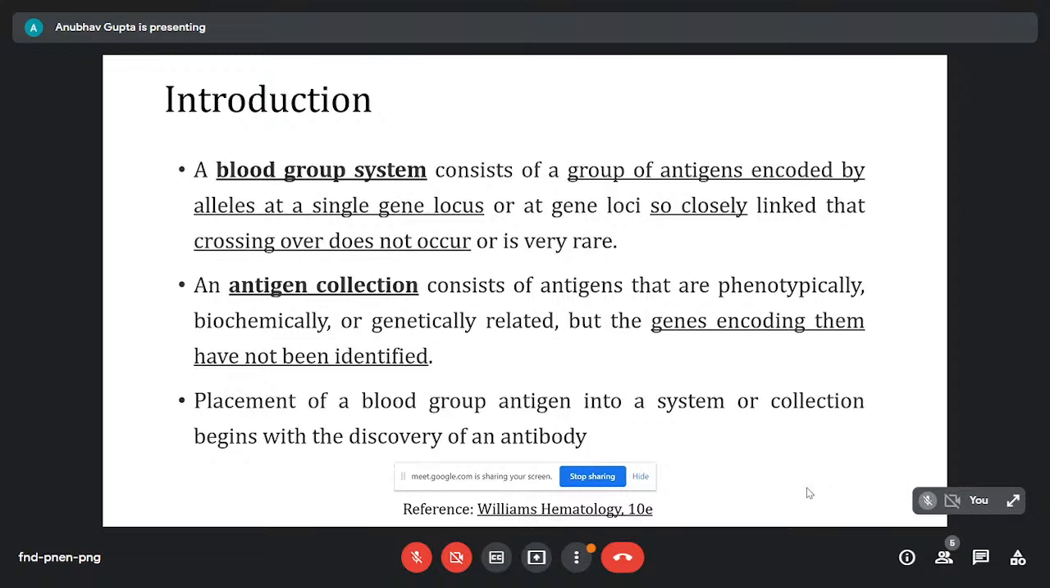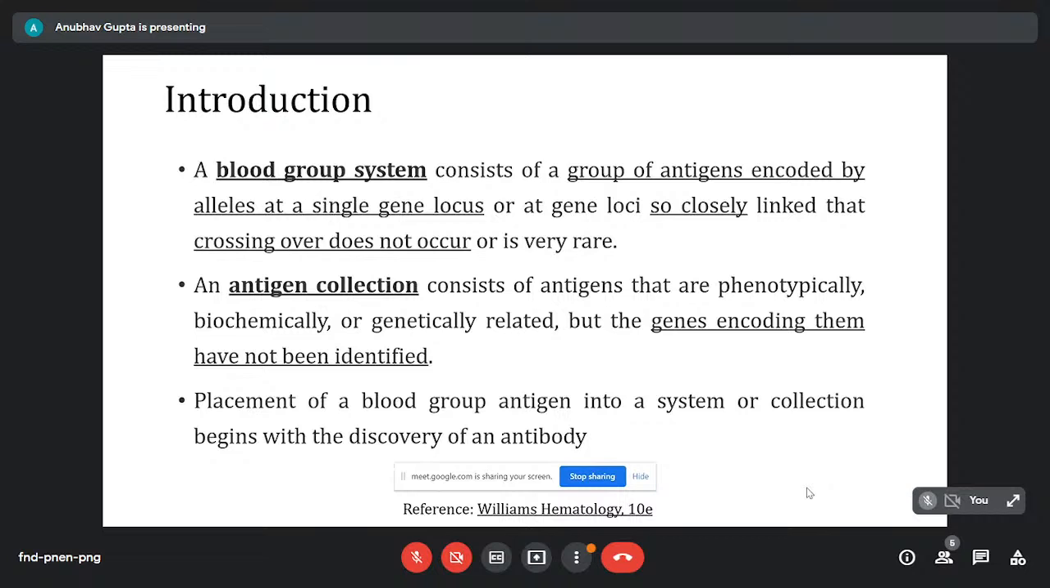So for any antigen to be a part of a blood group system, it should have a group of antigens coded by the alleles at a single gene, or the genes should be so tightly packed that crossing over doesn't occur. Then some antigens may not fit in a system, so they can be fitted in a series, which are known as antigen series. They can be clubbed under the collection.